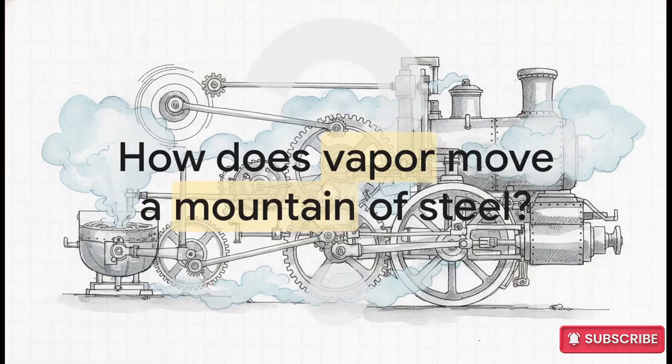I mean, think about it for a second. It is the ultimate physical problem. How do you harness simple heat and turn it into massive mechanical motion? How exactly does a cloud of vapor, which seems so incredibly light and formless to us, manage to move a literal mountain of steel, like a massive locomotive hauling thousands of tons? Well, the answer lies in mastering some fundamental thermodynamics and applying some incredibly clever mechanical linkages.